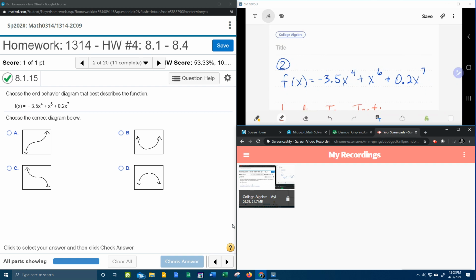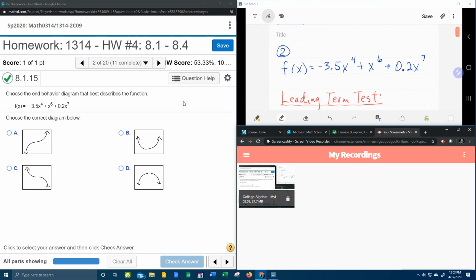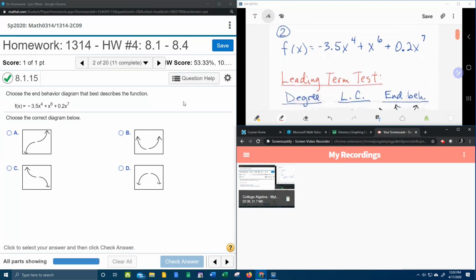Question number two from our college algebra homework number four. We have a polynomial function, and they want us to choose the correct end behavior. So over here on my screen, I've got the function written down, and also the leading term test, which is what you're going to use to determine the end behavior.